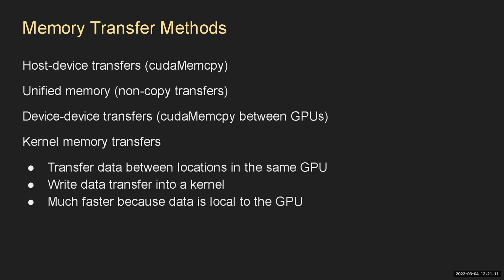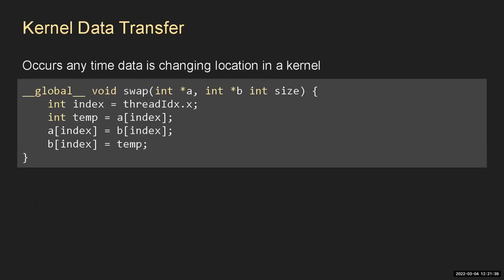And it's a ton faster because that data is not going outside the GPU. It doesn't have to rely on a transfer bus, which is generally going to be slower than the GPU itself. So when you can, you want to use kernel memory transfers or do stuff in the kernel as much as possible and limit all of the others because there's a huge difference in bandwidth between them. Let's look at it in a moment.